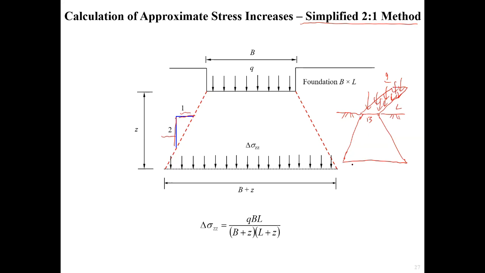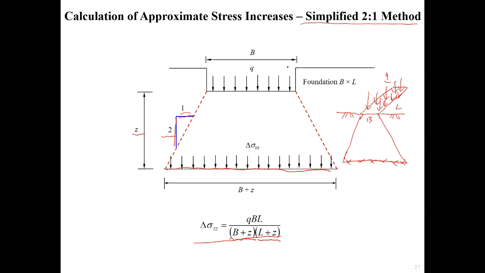And then if you are required to calculate any point at this level, then we have this formula. So at the depth Z, that's this level, at depth Z, the stress increase. The area now becomes enlarged at a 2-to-1 ratio. So the length becomes L plus Z and the width becomes B plus Z. So now the area becomes B plus Z times L plus Z.